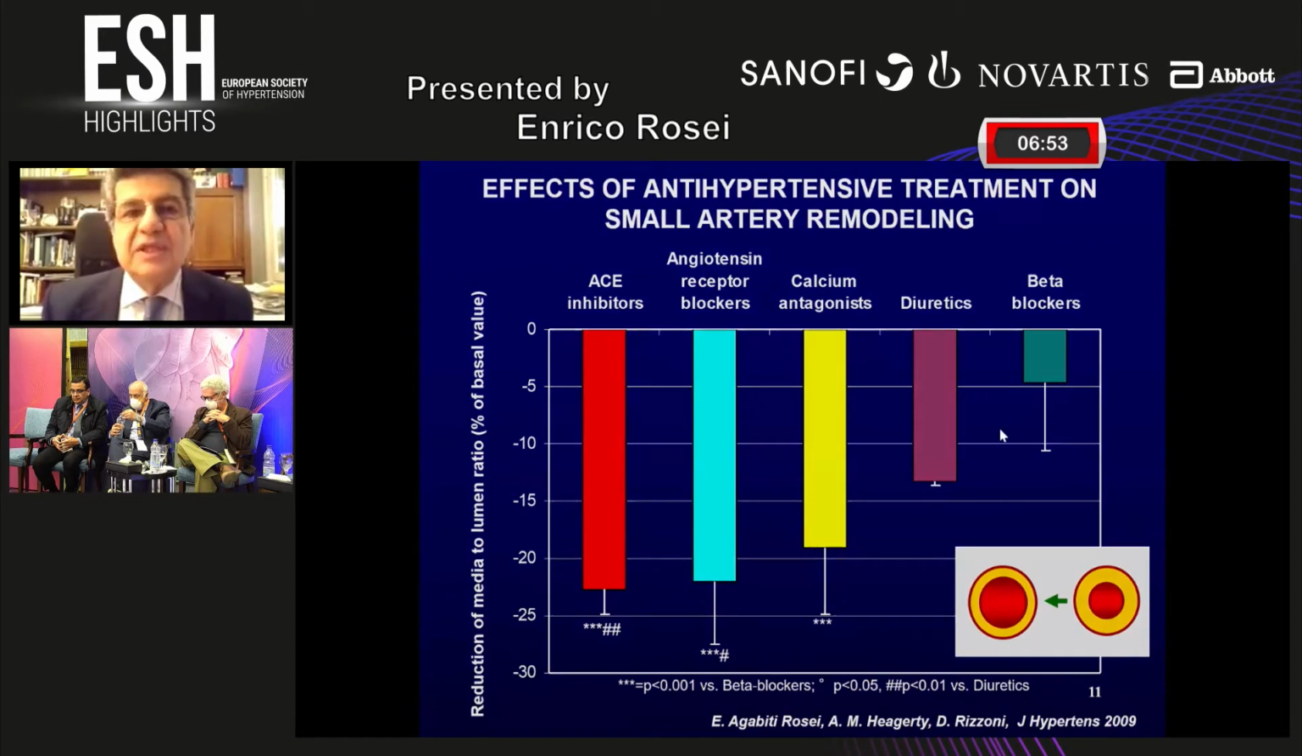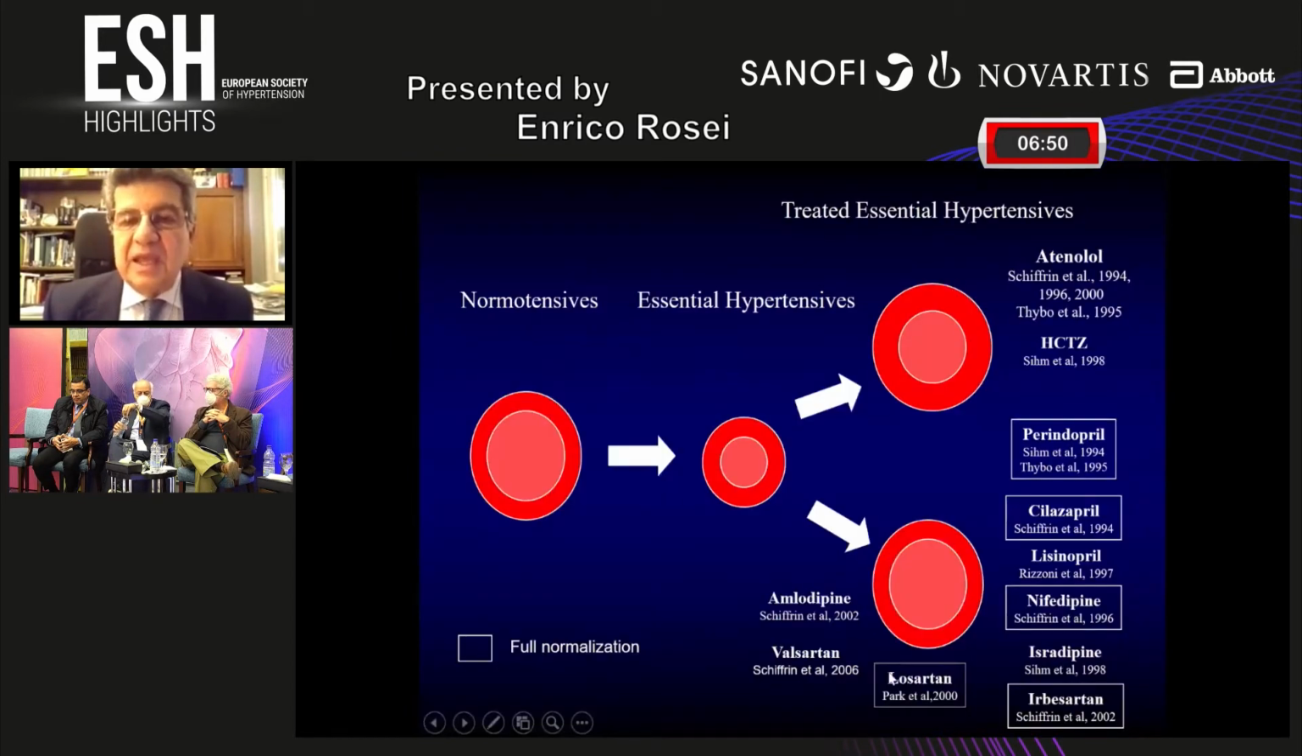Here you see the individual studies, and in squares are those that brought the structural alteration to normal. If you start the treatment early, the remodeling can be completely normalized, and this obviously would be a very important goal. And again, you can see that hydrochlorothiazide in one study and atenolol in several studies were not able to regress the structural alteration in small arteries.